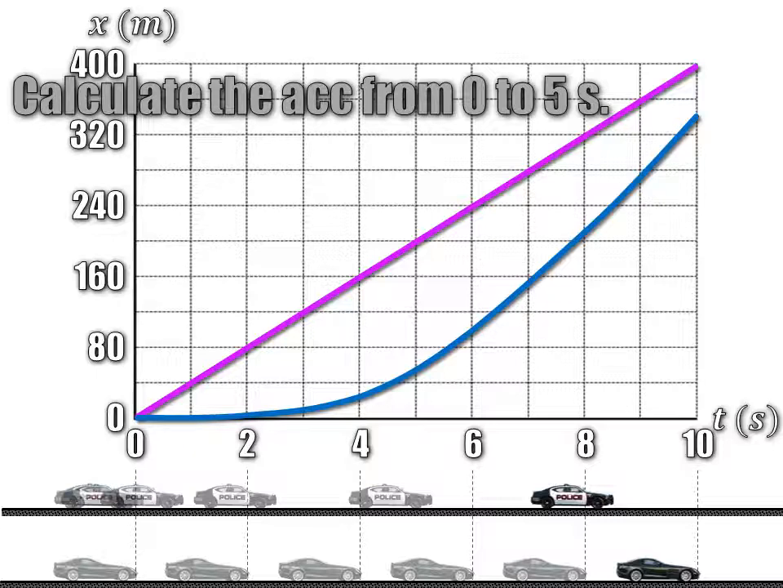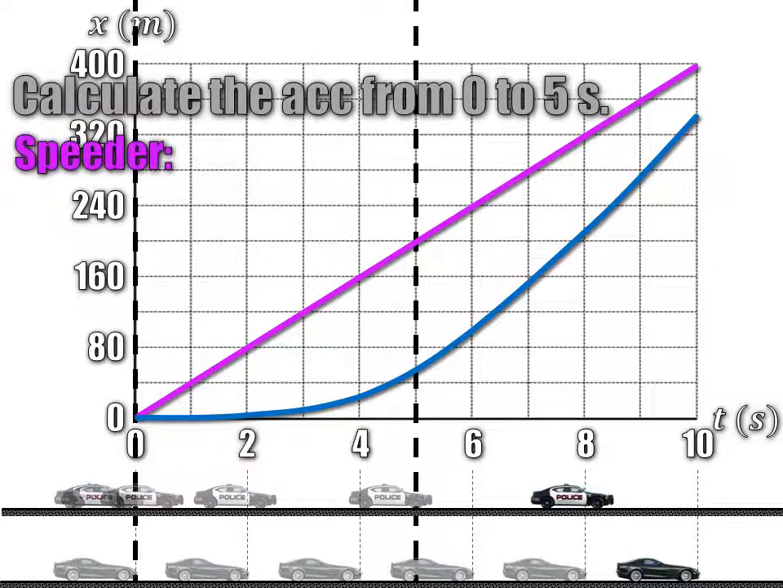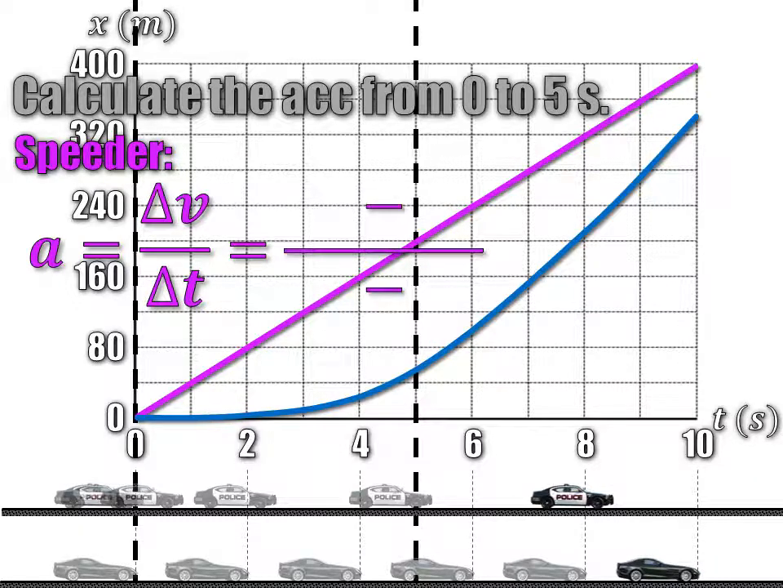We want to calculate the acceleration using our definition of acceleration from 0 seconds to 5 seconds. The reason I chose 5 seconds is because that's where the gap between the two cars is the largest. So let's calculate the acceleration of the speeder. We'll use the definition of acceleration as the change in velocity over the change in time. If we plug into this formula, using the delta as final minus initial, we have 5 seconds minus 0 seconds for the change in time.